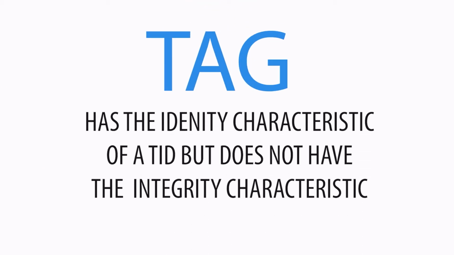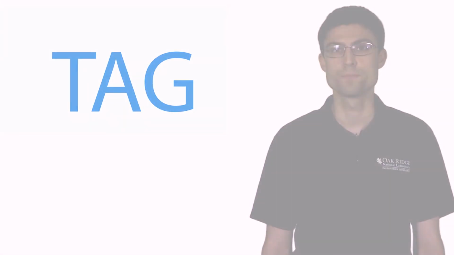Tag is another term that is often associated with TIDs. We use the term tag to describe a unique identifier or intrinsic feature that can be used for asset identification. A tag has the identity characteristic of a TID, but may not have the integrity characteristic. A TID can always be used as a tag because it has the identity characteristic, but a tag may not be usable as a TID.